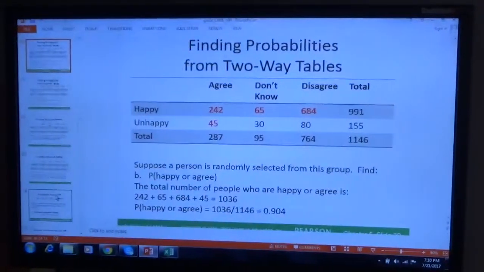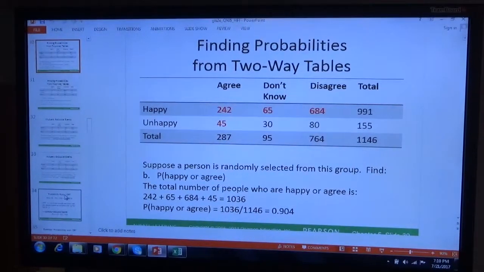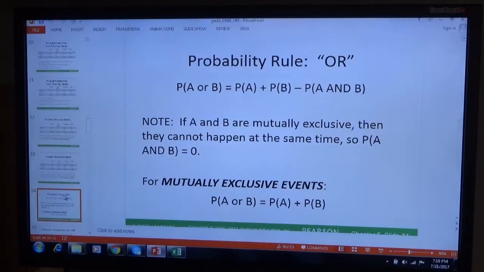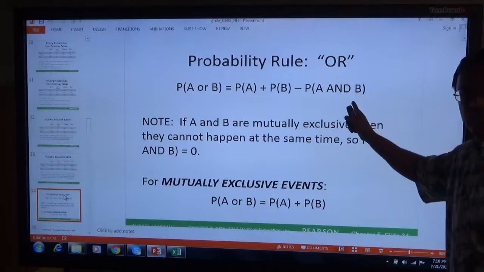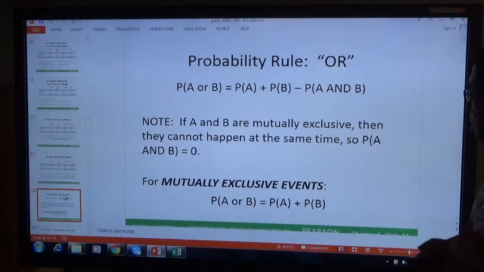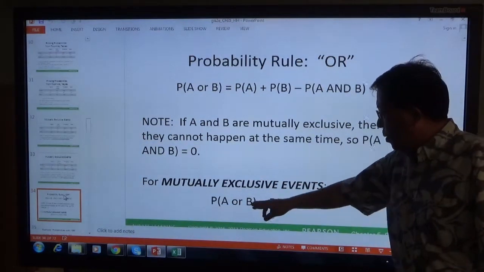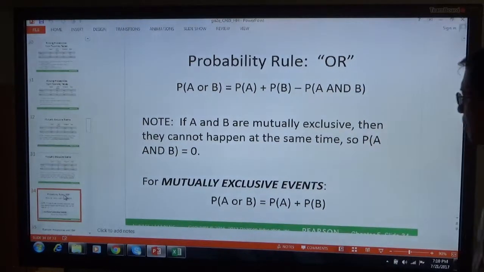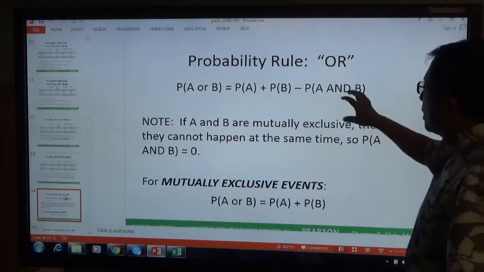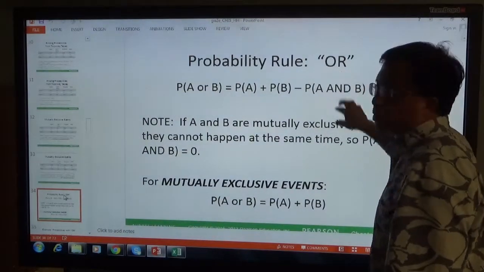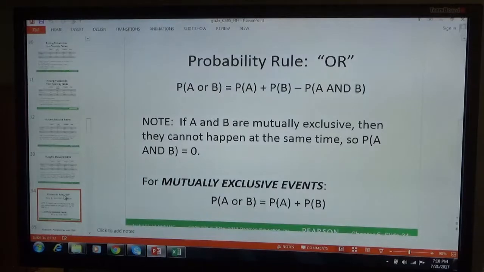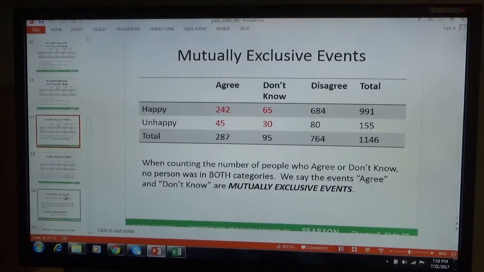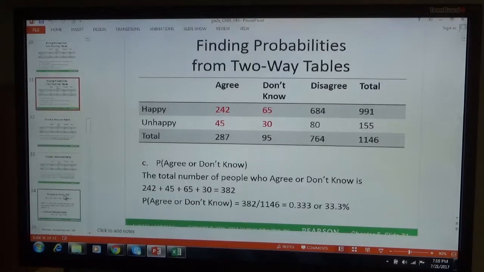And again, that's why I have this formula. If two events are mutually exclusive, then the probability of A or B is equal to the probability of A plus the probability of B. And if they're not mutually exclusive, then we have to subtract the probability of A and B. Good?